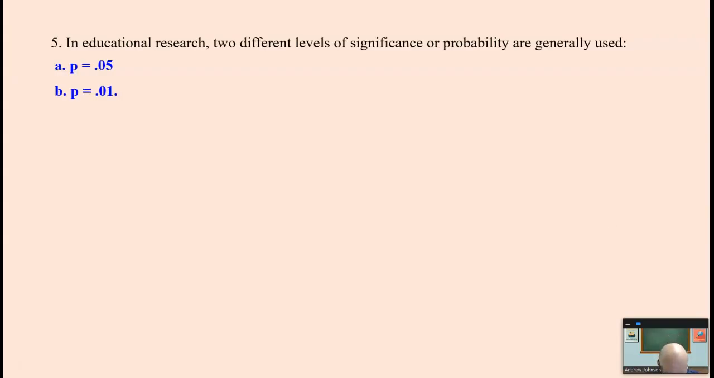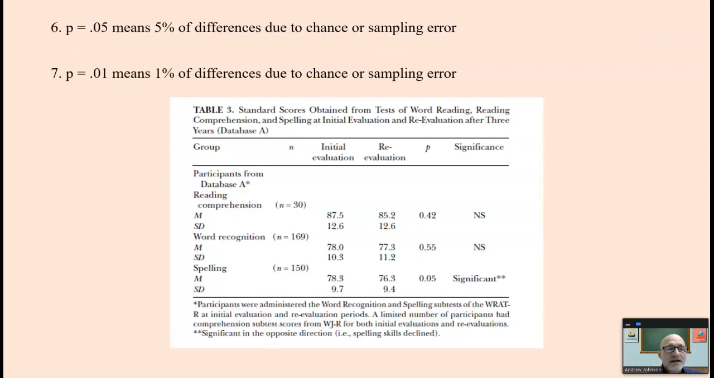In educational research, there are 2 different levels of statistical significance: p equals 0.05, and p equals 0.01. What does that mean? P equals 0.05 means 5% of the differences is due to chance or sampling error. We usually use one of these two. So this is pretty good, but that's even better. P equals 0.01 means 1% of the differences is due to chance or sampling error. So that's statistically significant. So we look for these things.